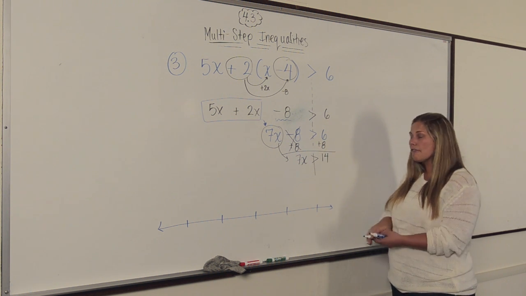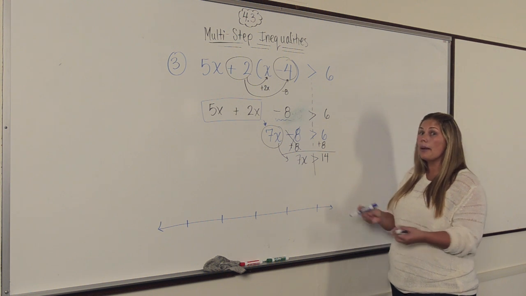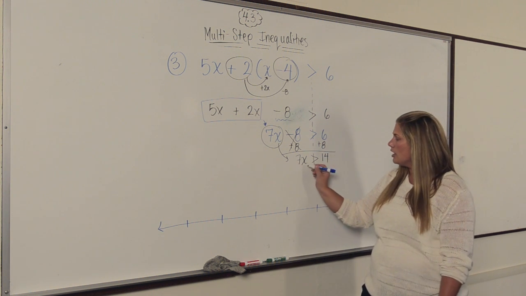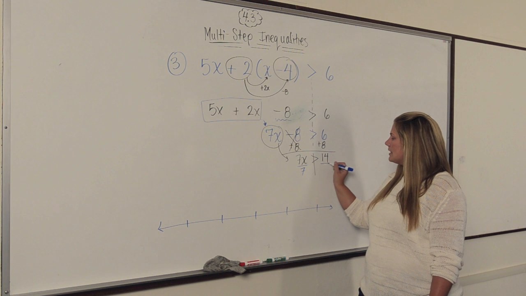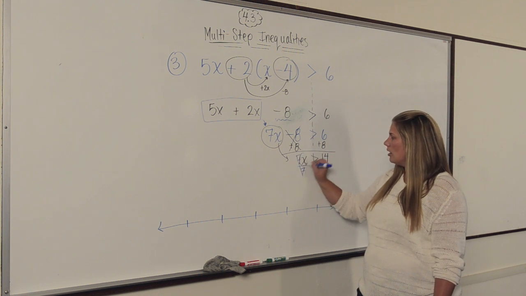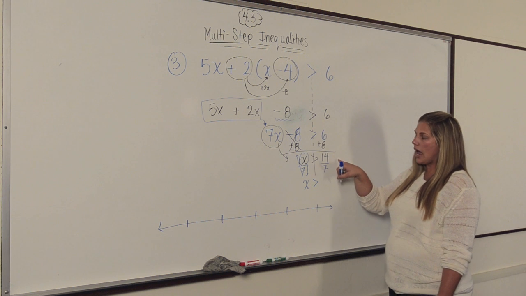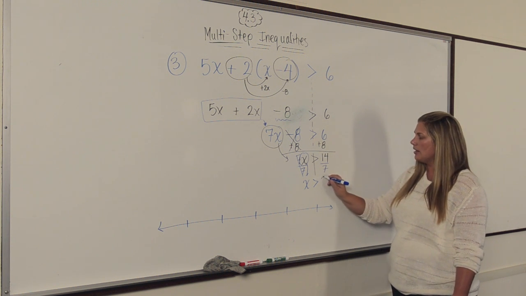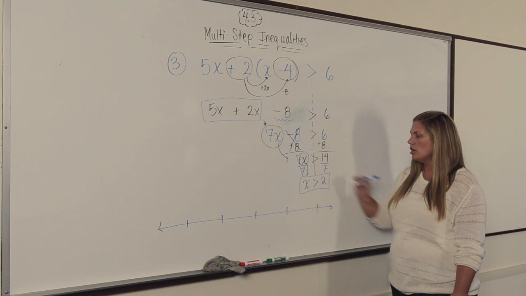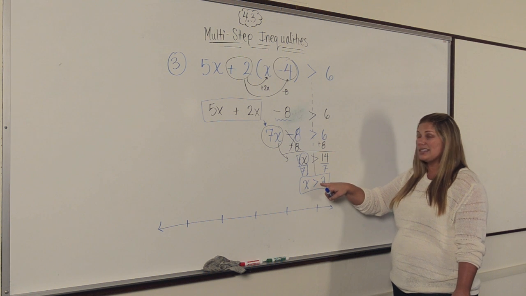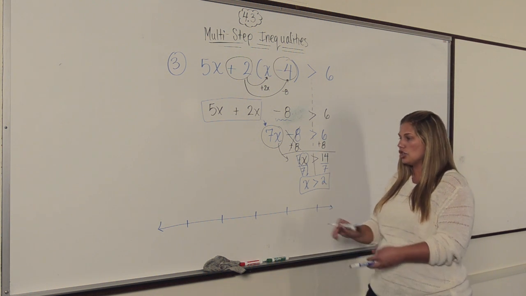I'm still not finished because I need that x to be completely by itself. So my final step, I have to divide by that 7, which now gets me my x is greater than, and 14 divided by 7, I get 2. So my final answer is x is greater than 2.